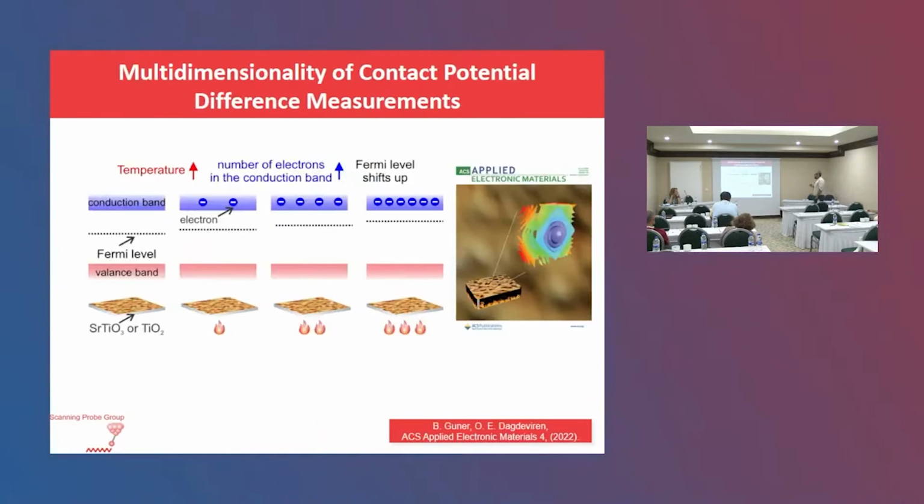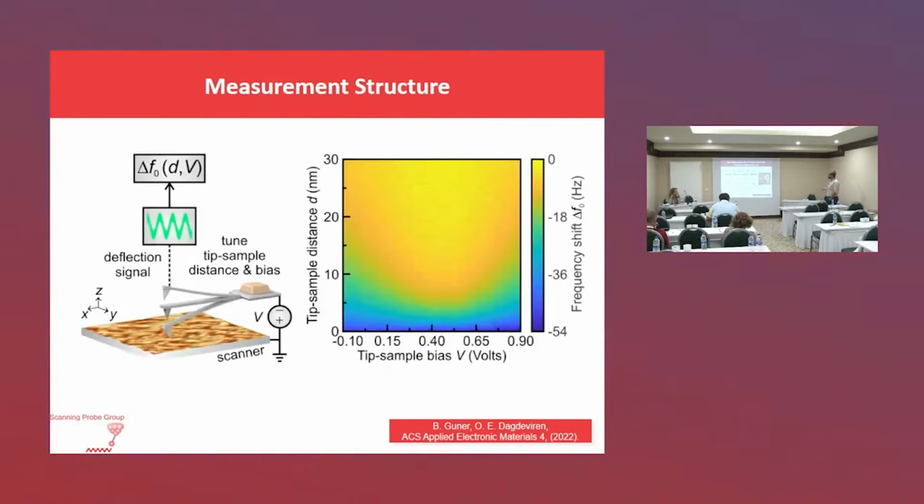In addition to that, most recently we also measured on similar sample systems for their multidimensional characterization of contact potential difference measurements. Contact potential difference is simply the difference of the Fermi level of the surface and the scanning probe tip, which is in thermodynamic equilibrium when these two are in close proximity. And we have seen that with increasing temperature, the Fermi level shifts towards the conduction band for intrinsically n-doped materials such as strontium titanate or titanium dioxide.